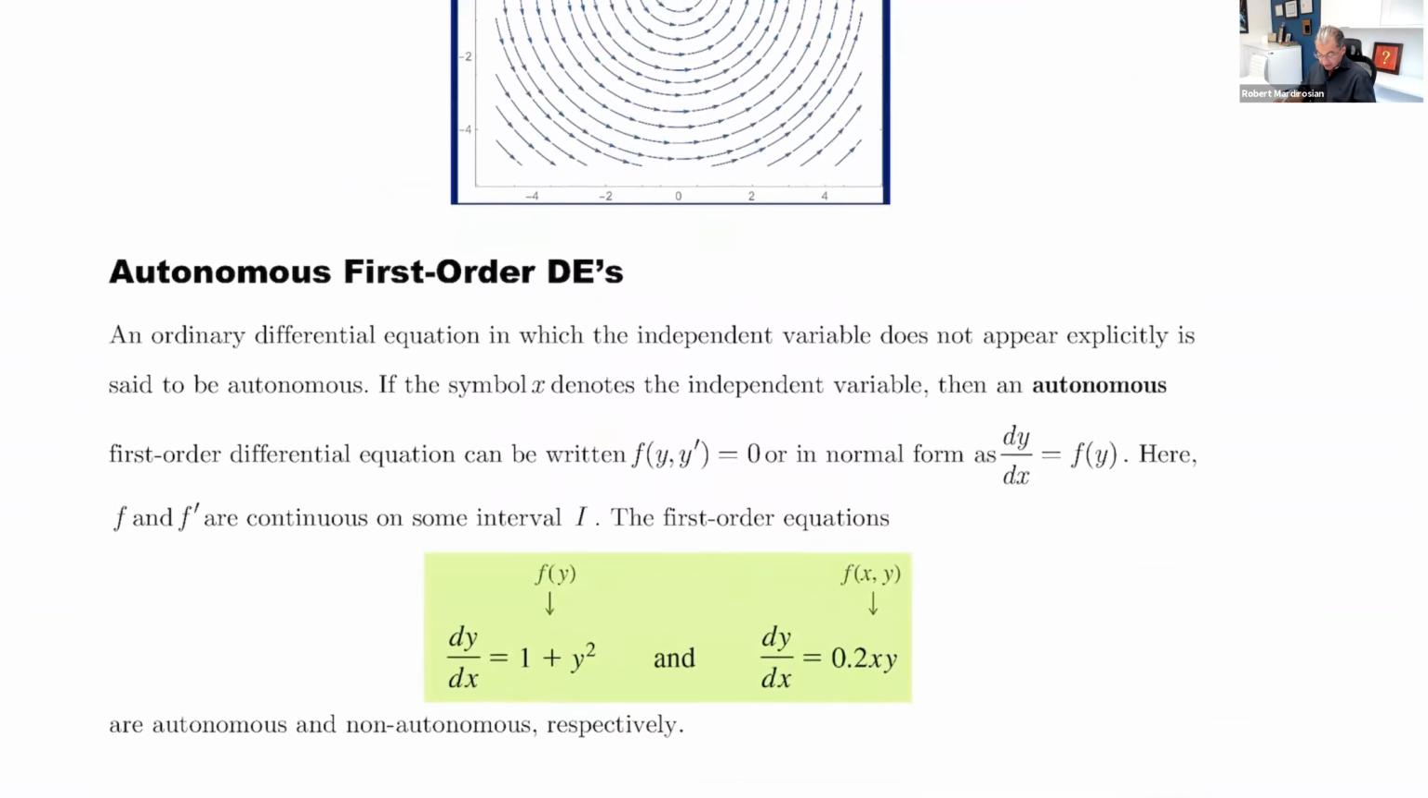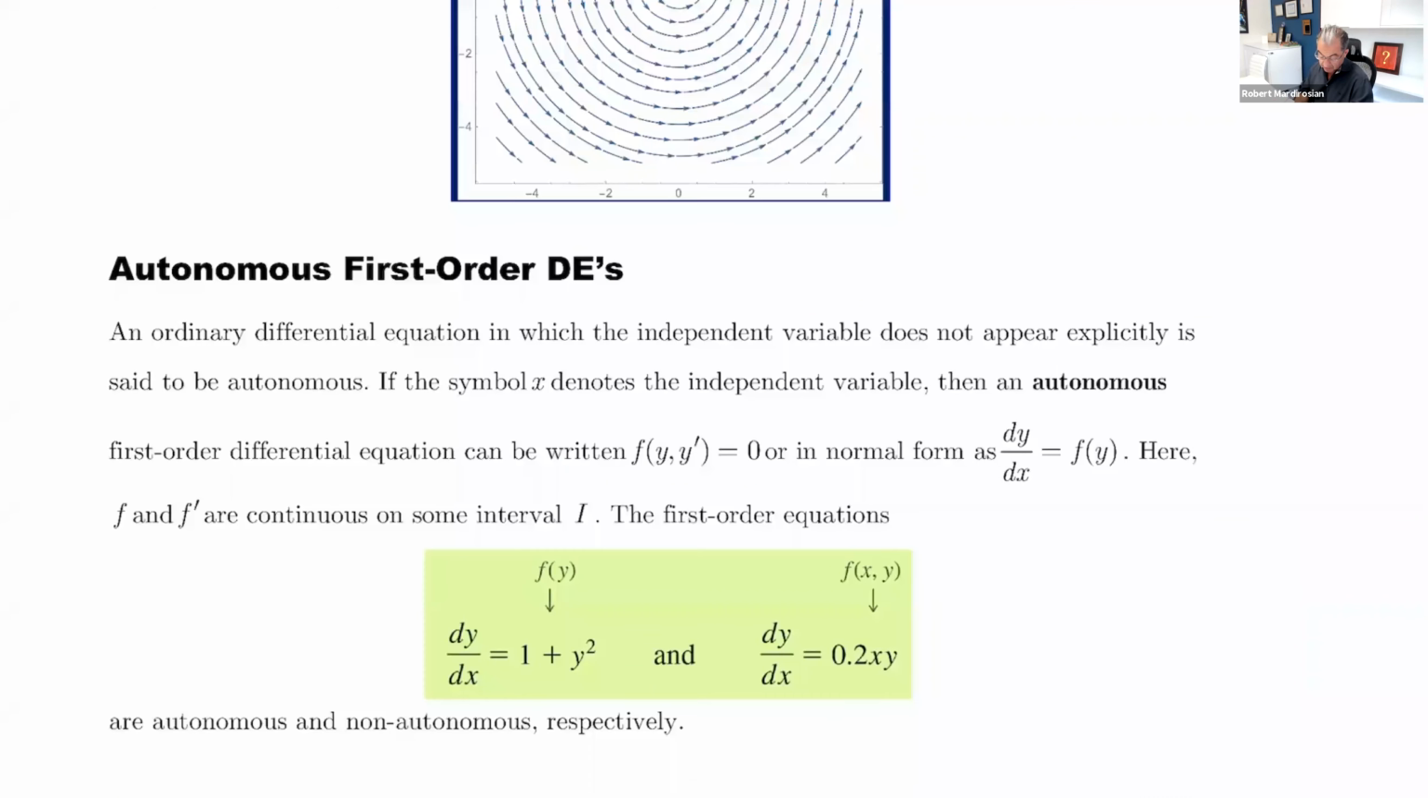Now, the last thing I want you to know is this definition: autonomous first order differential equation. An ordinary differential equation in which the independent variable does not appear explicitly is said to be autonomous. If the symbol x denotes the independent variable, then an autonomous first order differential equation is written as y prime equals f of y, or dy/dx equals f of y. So this is only a function of y and not x.